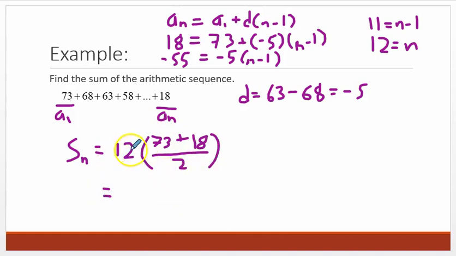Well, the 12 and the 2, since I have a 12 over 1 times 2 in the denominator, you can actually do a little bit of cross-canceling there and just make this into a 6 right away. And then I also have to compute 73 plus 18.